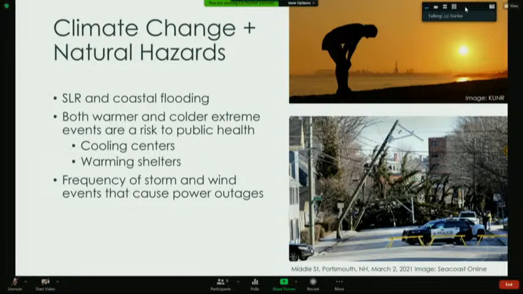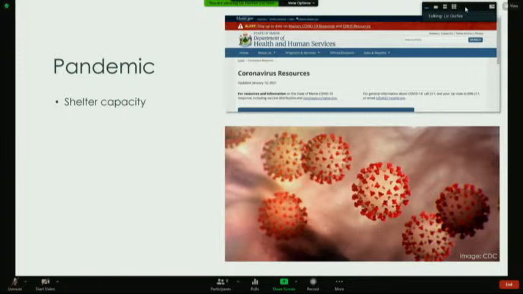And then the last item that I wanted to include in this chapter was just a brief section on the pandemic, mostly because it also relates to impacts to shelter capacity to a certain extent, as we've talked about in other meetings, the types of housing that are available and desired by folks in the future.